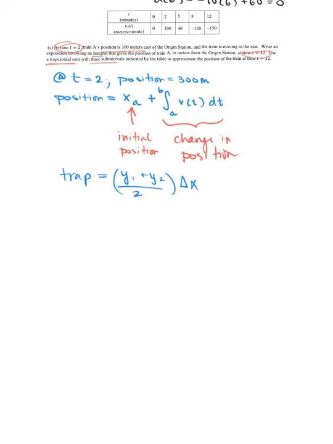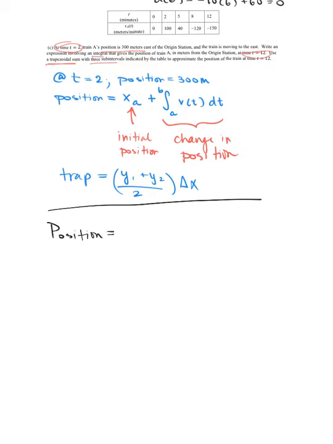Okay, so the first thing they asked us to do is write that integral expression. So we're going to go ahead and do that. So this is just reminder stuff up above. So here's the actual work. So my position, right, an integral gives a position of train A at time t equals 12.